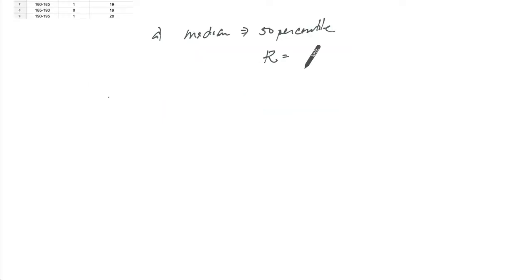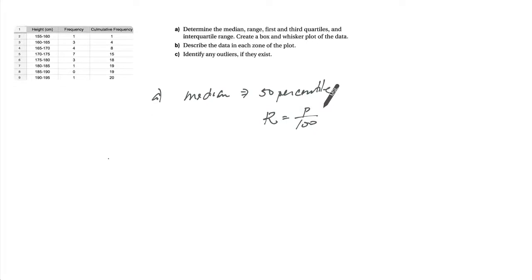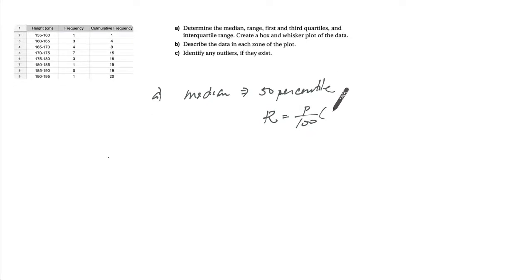The median is referring to the middle number, which is the 50th percentile number. So the question is, which number is the 50th percentile? Okay, 50th percentile. So let's get the rank. That rank was P over 100, okay, times (n plus 1).